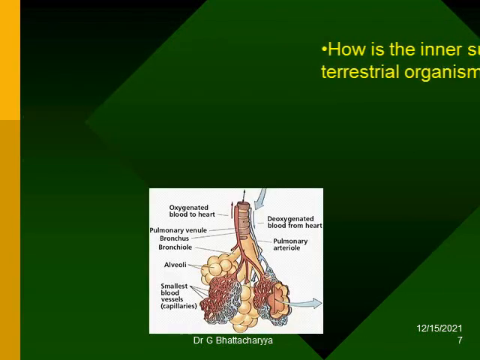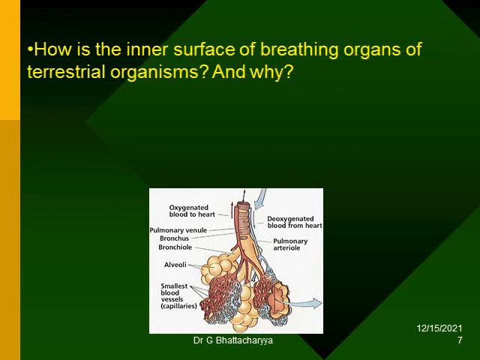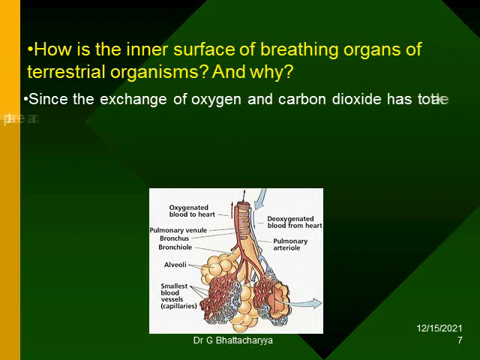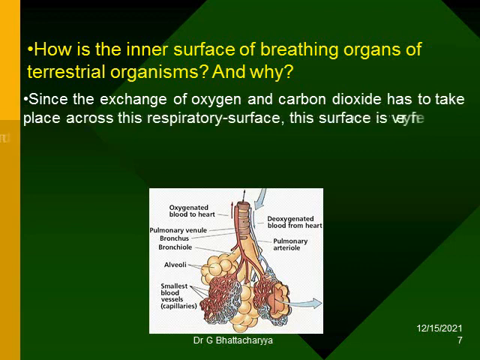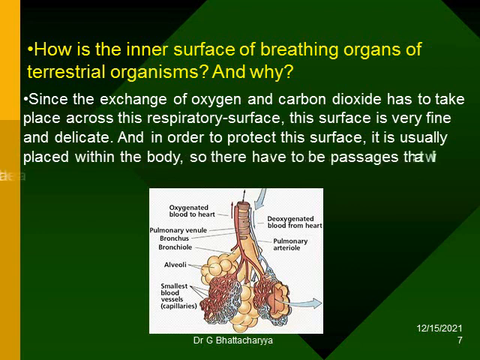How is the inner surface of the breathing organs of terrestrial organisms, and why? Since the exchange of oxygen and carbon dioxide has to take place across this respiratory surface, this surface is very fine and delicate, and in order to protect this surface, it is usually placed within the body. So, there have to be passages that will take air to this area.